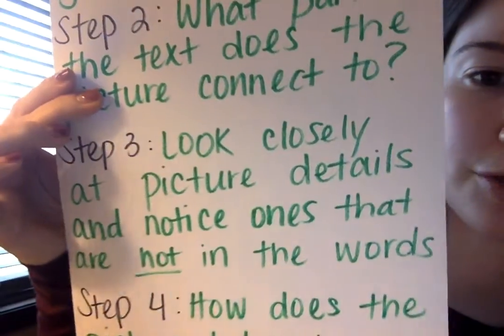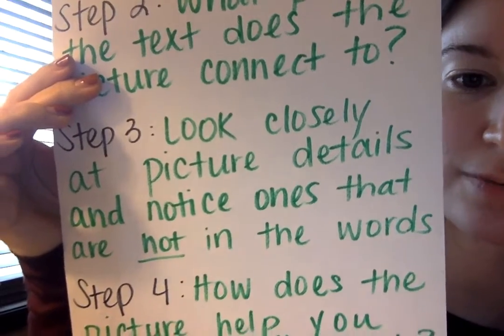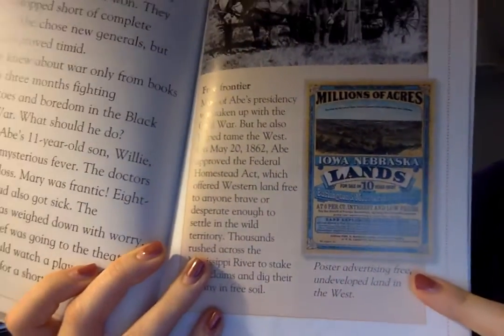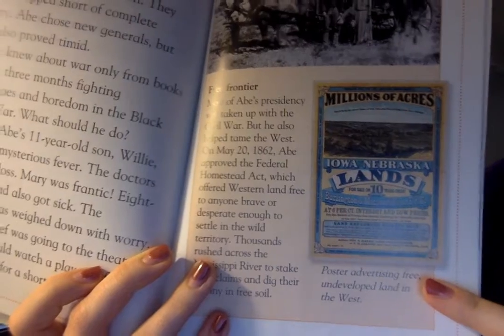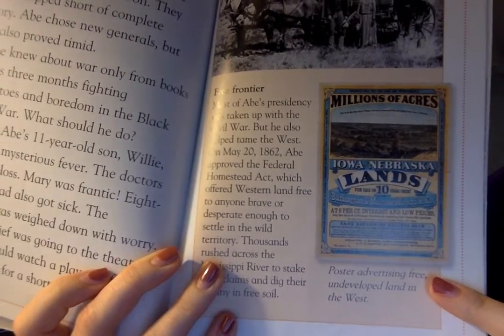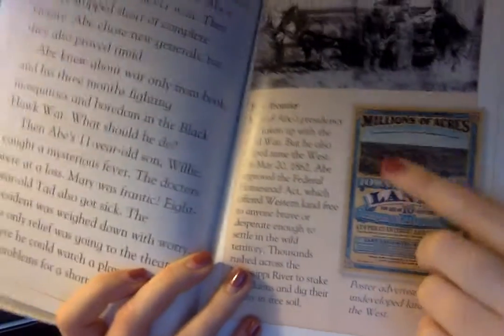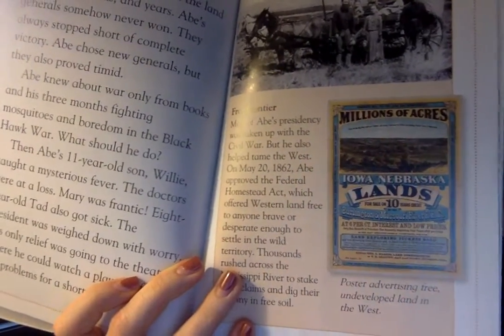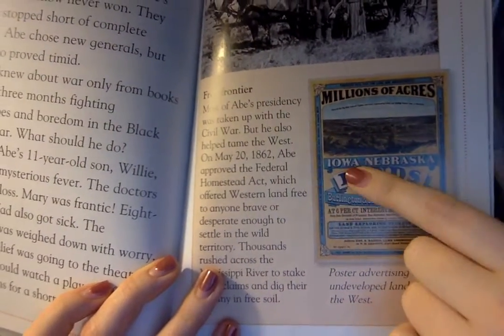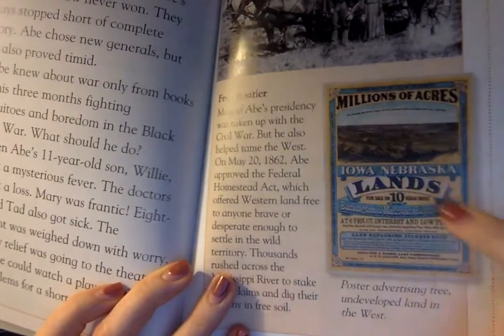Step 3, look closely at the picture details and notice details that are not in the words. Looking closely at this advertising poster, I'm just going to read some of the words on there. It says, millions of acres, Iowa and Nebraska, lands for sale, 10 years credit. Some information that I'm learning here that I did not read about in our captions is that a lot of the free land was in Iowa and Nebraska.